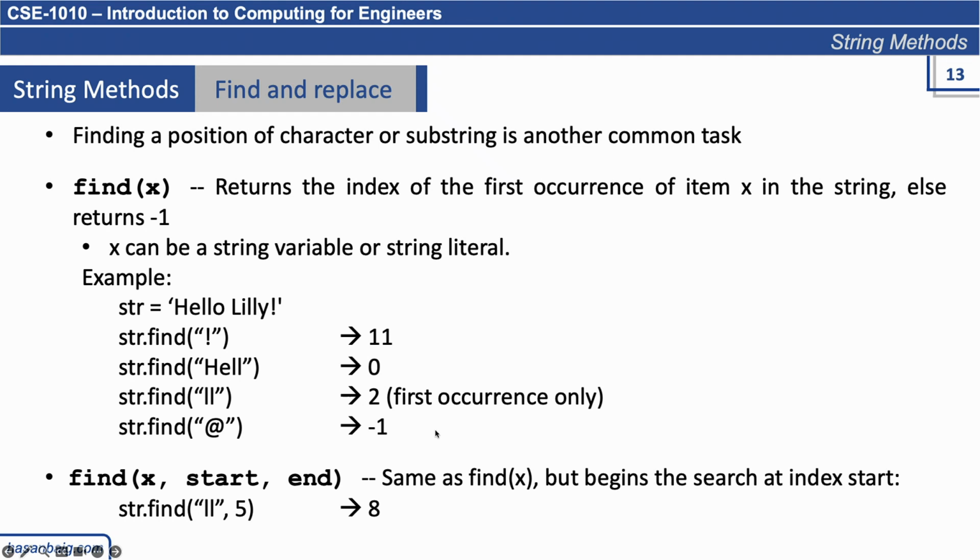Here is another thing: we can specify the start and end index also. So what we are looking for is double L starting from index 5. Here you can see we were looking for LL and did not specify the start index, so it started from the beginning, from 0, and gave the first occurrence, which is at index number 2. Here we specified 5, so it starts searching from this point onwards, and it gives you the occurrence of LL at index number 8.